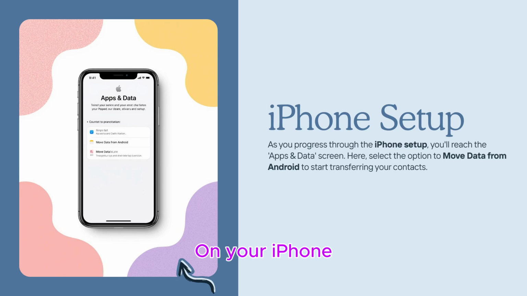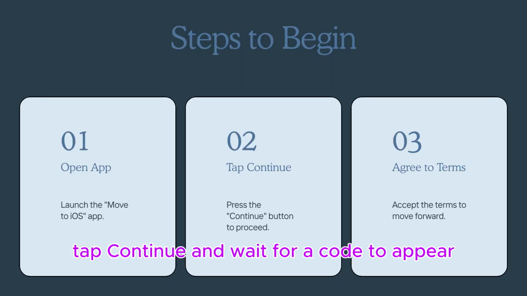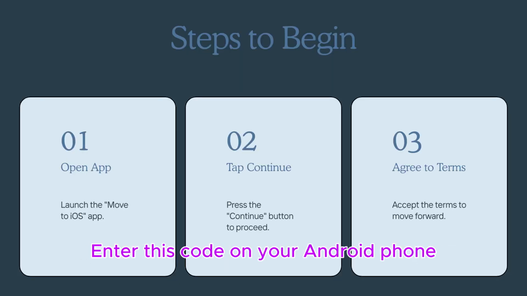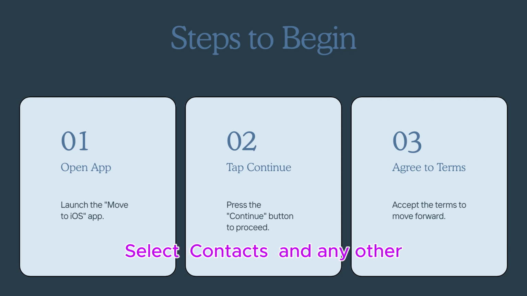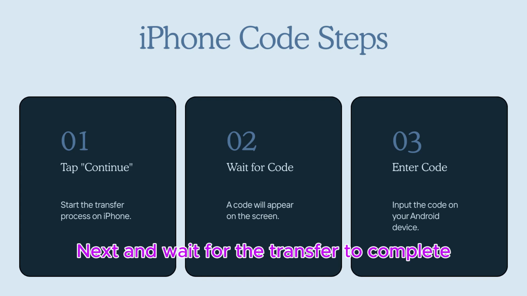On your iPhone, tap Continue and wait for a code to appear. Enter this code on your Android phone. Select contacts and any other data you want to transfer. Tap Next and wait for the transfer to complete.